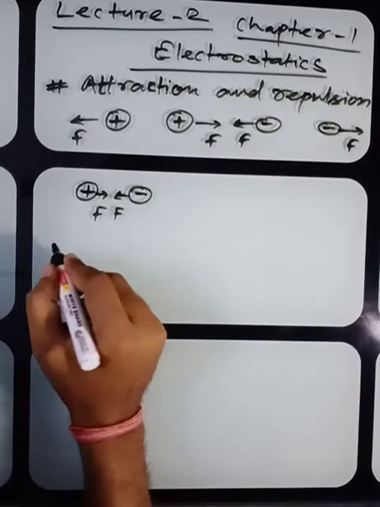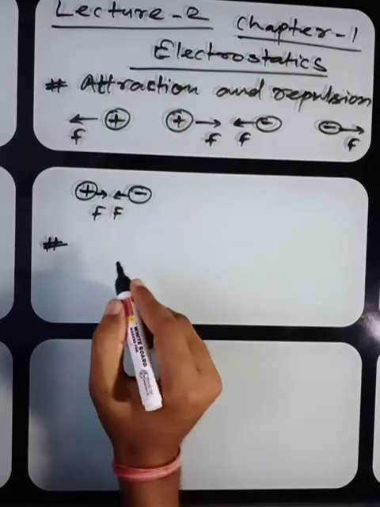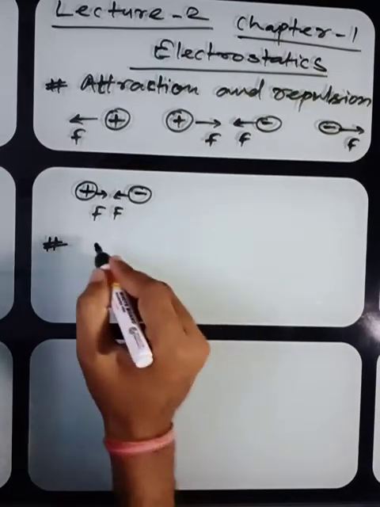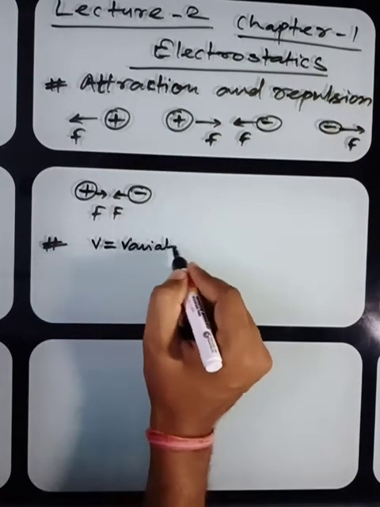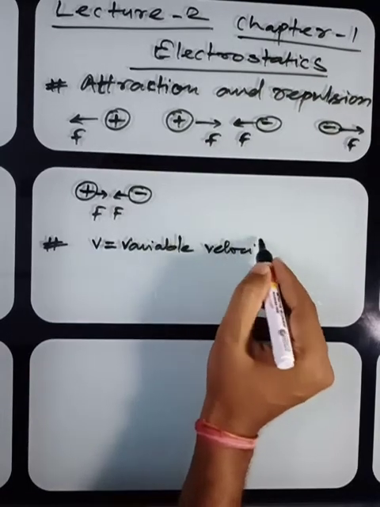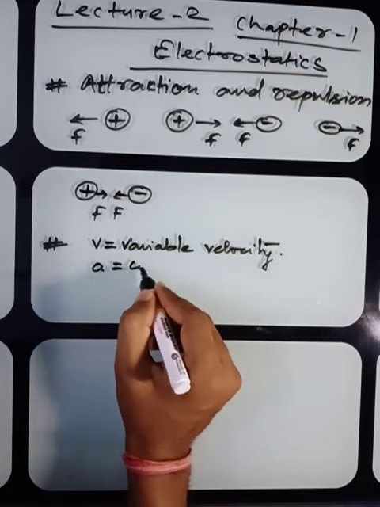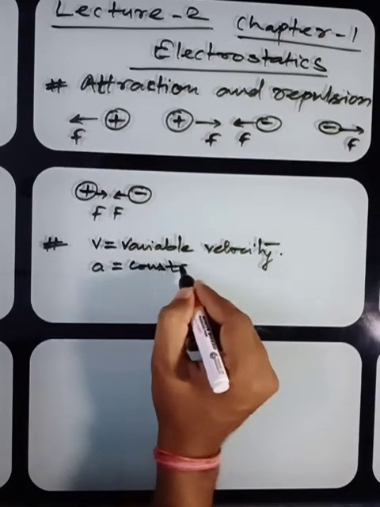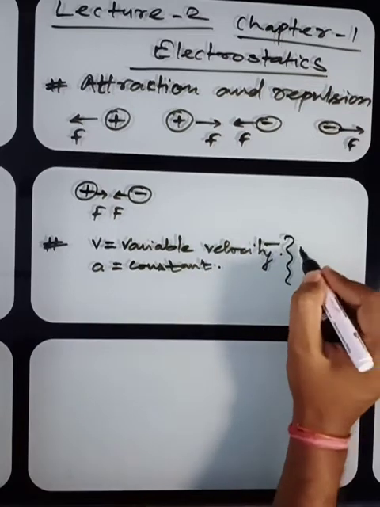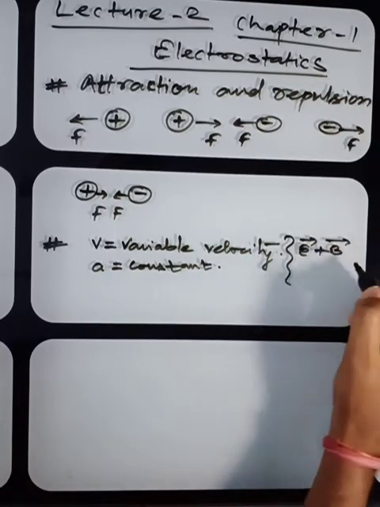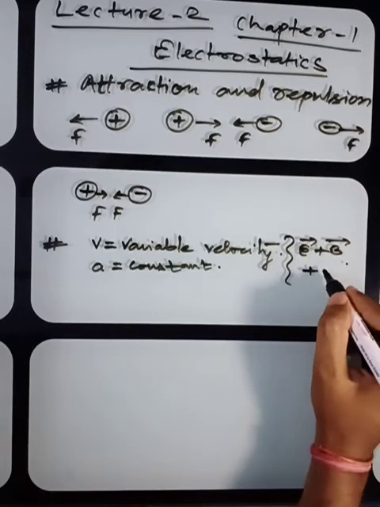When a charge accelerates, that is, a charge moving with variable velocity, that is, the acceleration is constant, then it produces electric field as well as magnetic field, and it must have some energy.